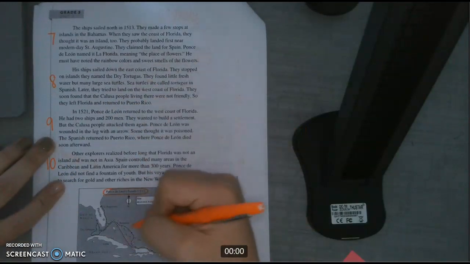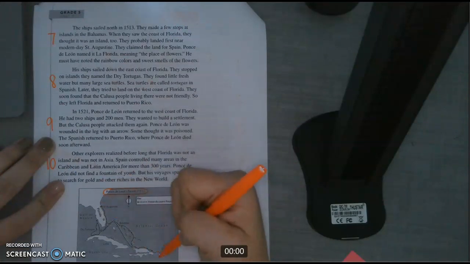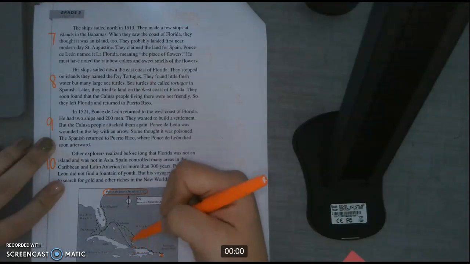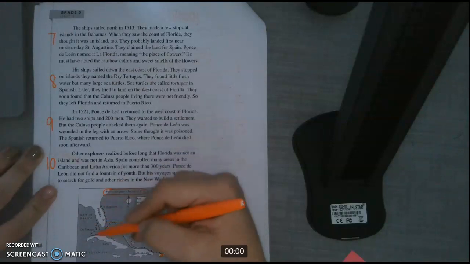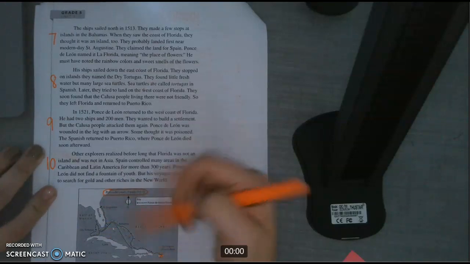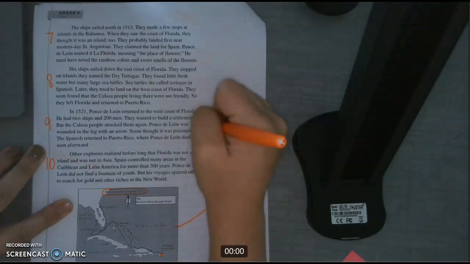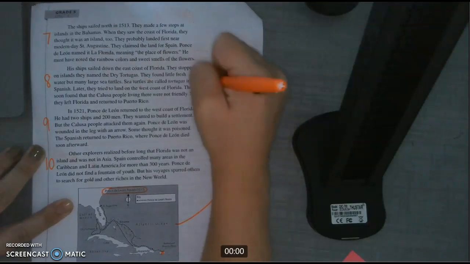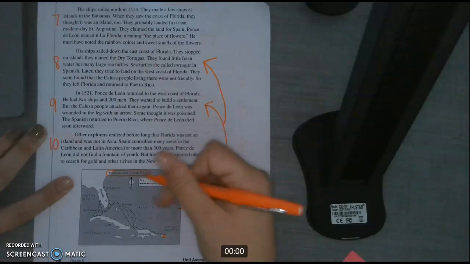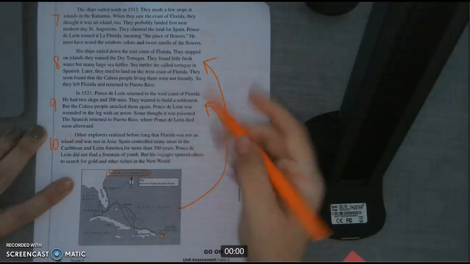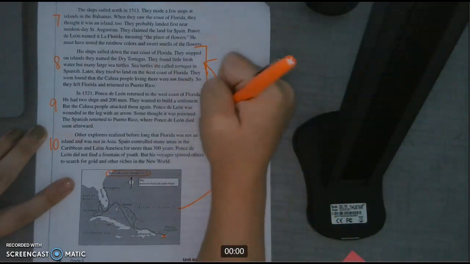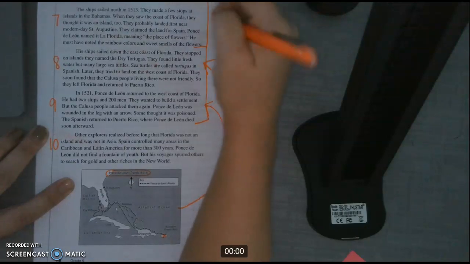So this map must be showing that route where he went from Puerto Rico to find the coast of Florida again. And so he returned. So this must be from these. So when I have to answer the question about what the map represents, it's these paragraphs. Maybe even some of this.